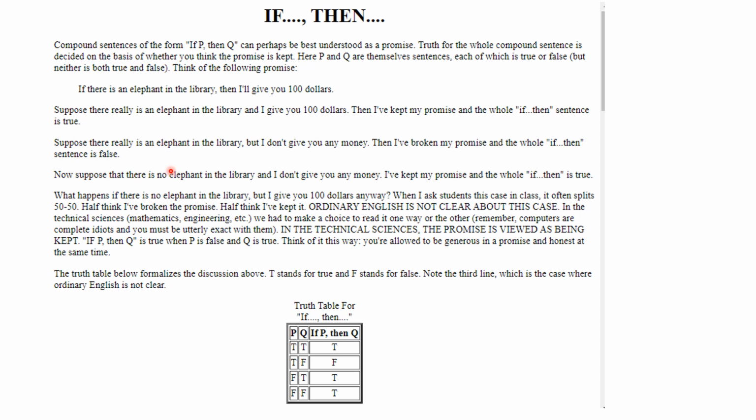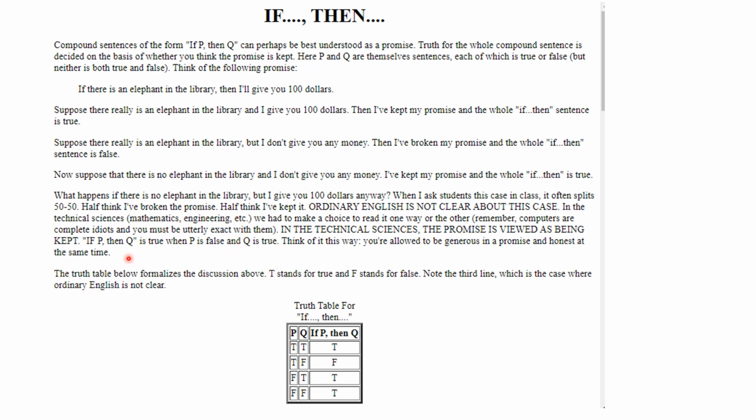Now suppose there's no elephant in the library and I don't give you any money. I've kept my promise and the whole if-then statement is true. But what happens if there's no elephant in the library and I give you the $100 anyway? When I ask students in class about this, often half of them think I've broken the promise and half think I've kept it. Now, it can be ambiguous in ordinary English, but in technical sciences, mathematics, engineering, and so forth, we view this as the promise being kept.